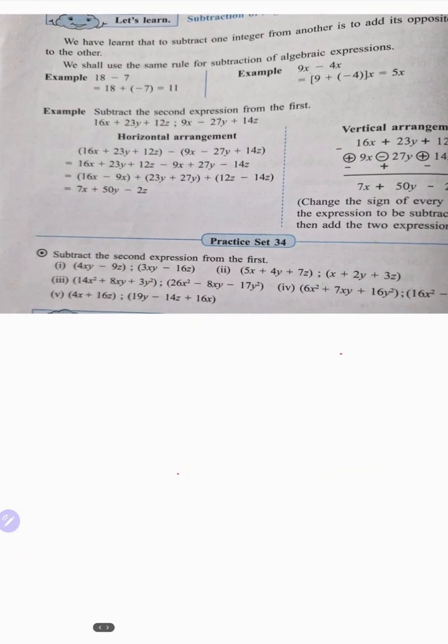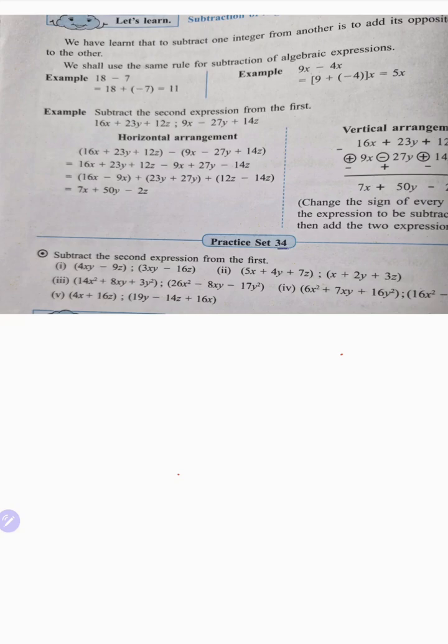Class 7, the practice set of 34. Here, what is it? Chapter number 8, algebraic expressions and operations on them. First we discuss the practice set of 33. It is the addition form of algebraic expressions. So here we discuss 34, the subtraction form of algebraic expressions.